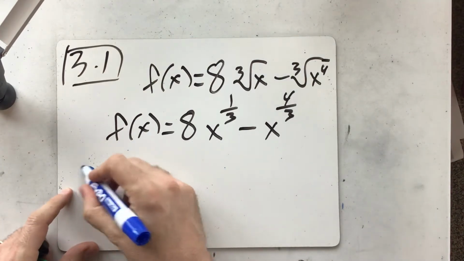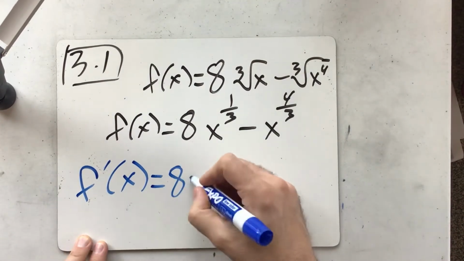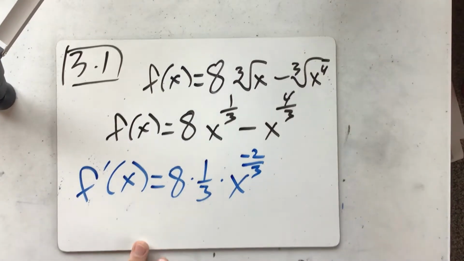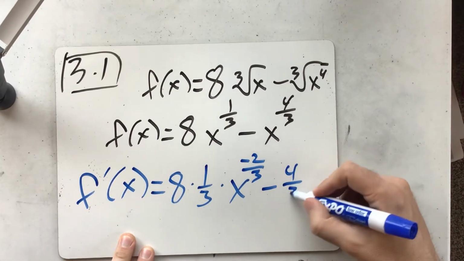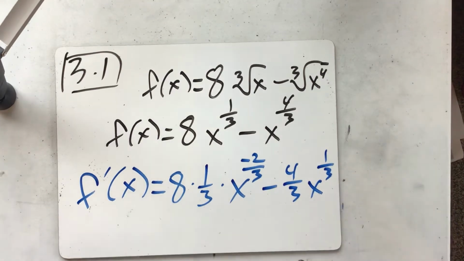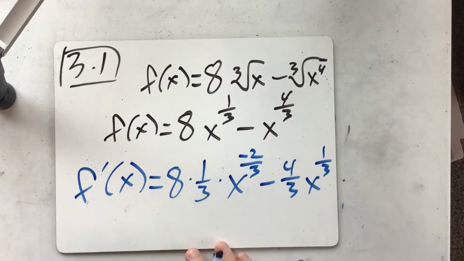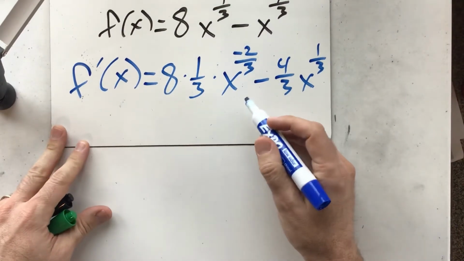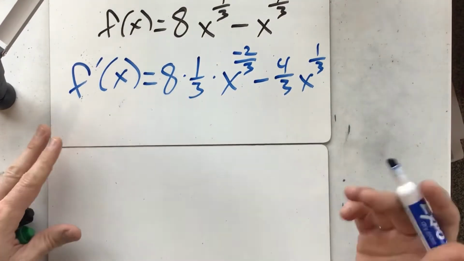So I'll do f prime of x. f prime of x is 8 times 1/3 times x to the negative 2/3, minus 4/3 x to the 1/3. At this point, you've all passed your derivative tests, and you're all really good at this, so this makes sense. But now the algebra starts to get a little messy, because I have to figure out when this thing is going to be equal to 0, or when it is not going to exist.